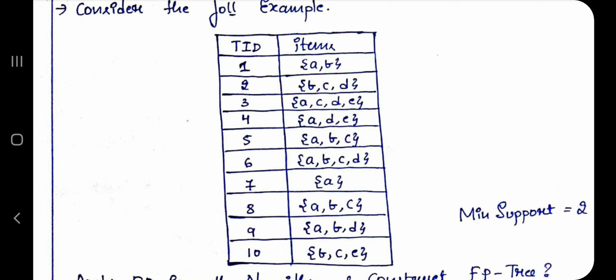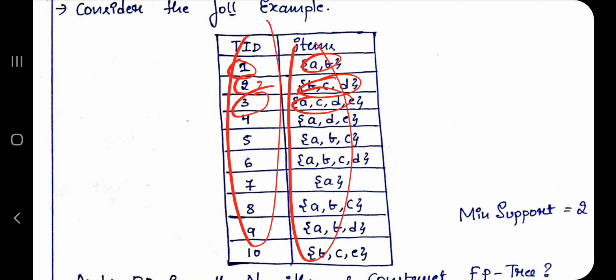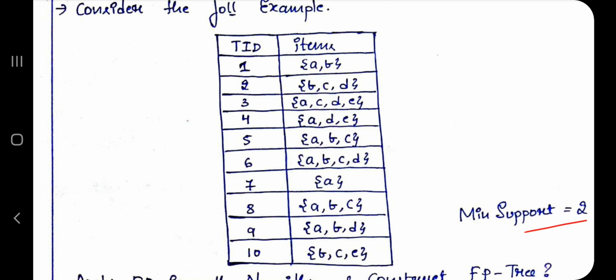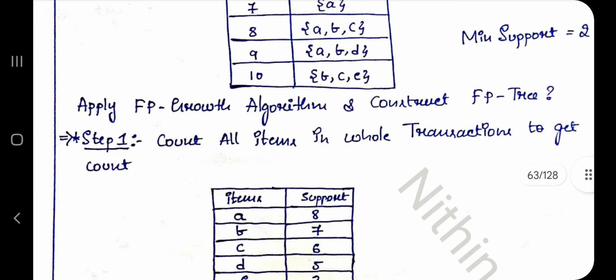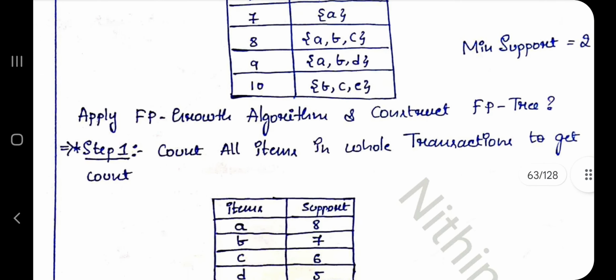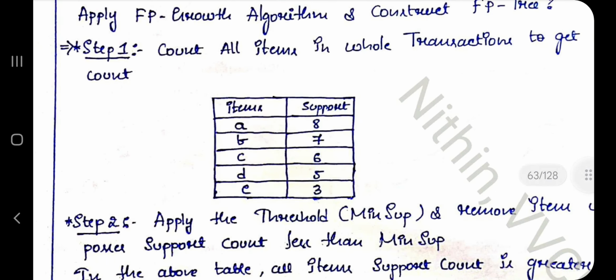Here what we have is 1 AB, 2 BCD, 3 AC. These are the item sets given, these are the transaction IDs given, and the minimum support given is 2. Now what we are supposed to do is count all the items in the whole transaction to get the count of unique items, how many times each has appeared.